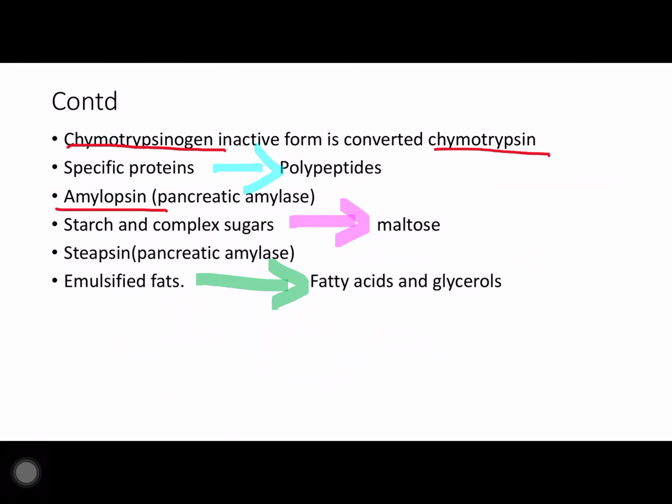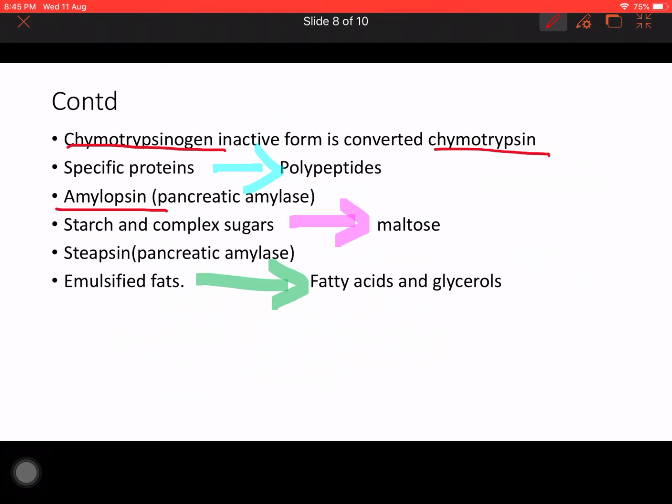Now comes chymotrypsin. It is an activated form of enzyme formed by the action of trypsin on chymotrypsinogen. So the inactive form, chymotrypsinogen, is converted to chymotrypsin. How does this act? It also acts on specific proteins and converts them in the same way to polypeptides in the alkaline medium.